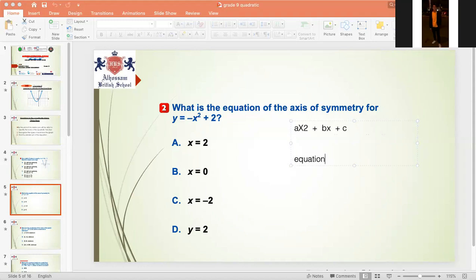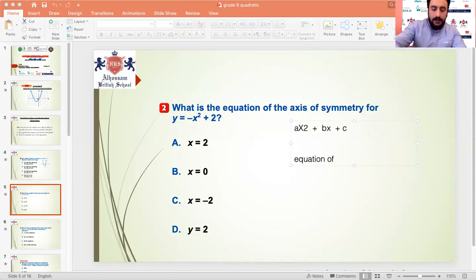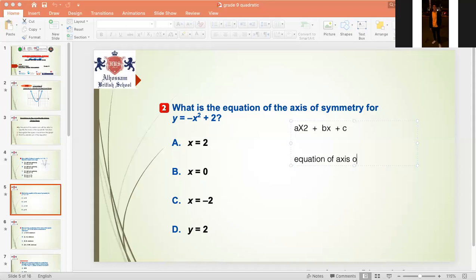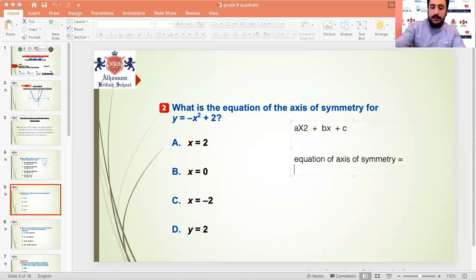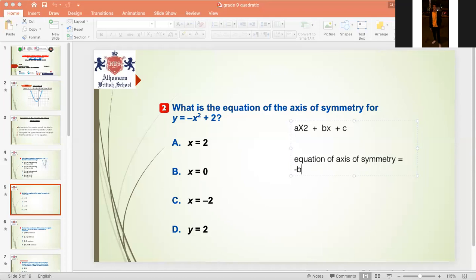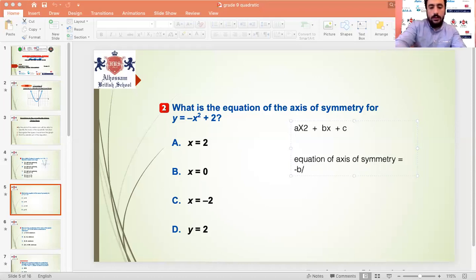Could you tell me how can I find the equation, the rule to find the equation of axis of symmetry? Negative B. Yes, negative B over A. Let me write it down. Okay, it's gonna be what? Negative B over A. Yes, excellent. Over 2a. Negative B over 2a.